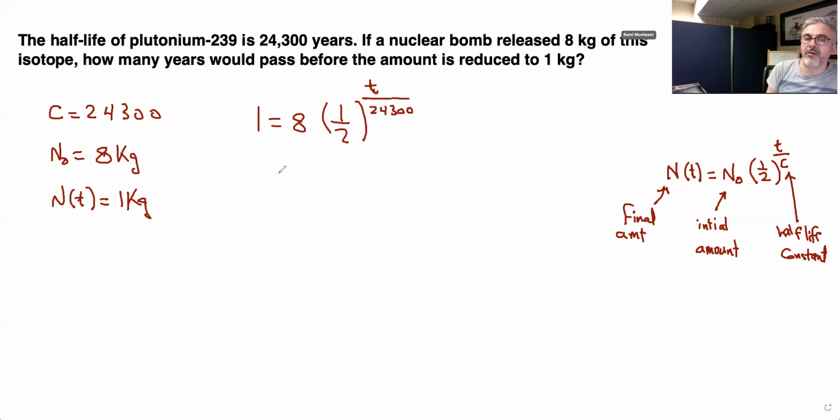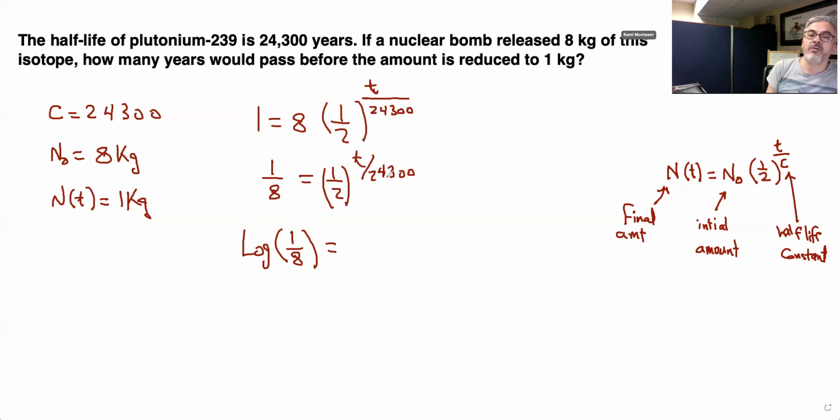So the first thing we want to do is divide both sides by 8. 1 over 8 equals 1/2 in brackets to the power of T over 24,300. Now to solve for T, which is an exponent, we have to resort to logs. So we're going to log the left side, so we have log 1 over 8. I log both sides to allow me to bring the T over 24,300 in front of the log. And that's what logs do for us. That's one of the rules on logs that we've done earlier.